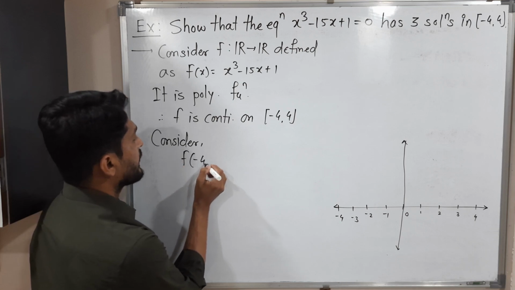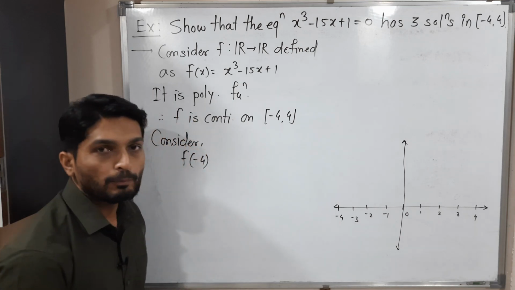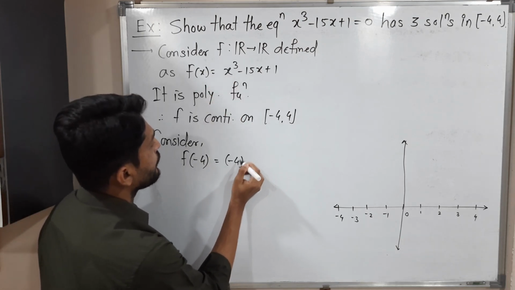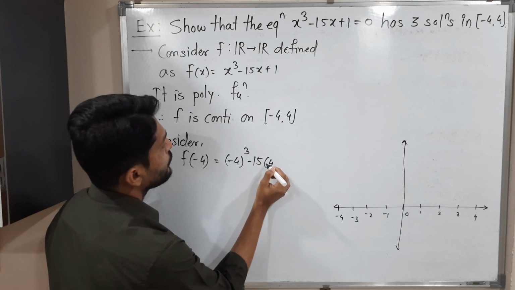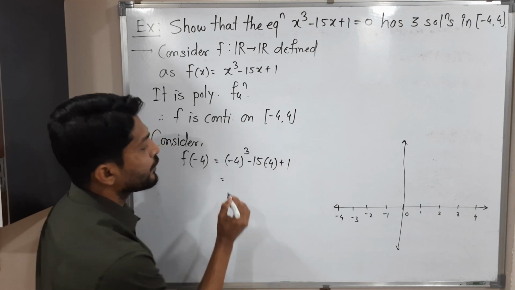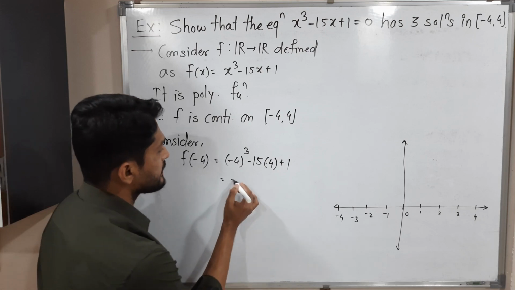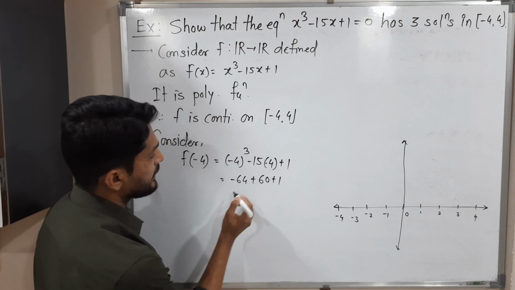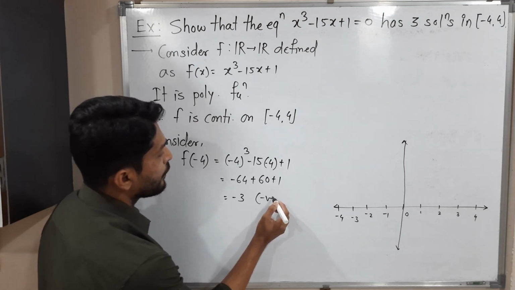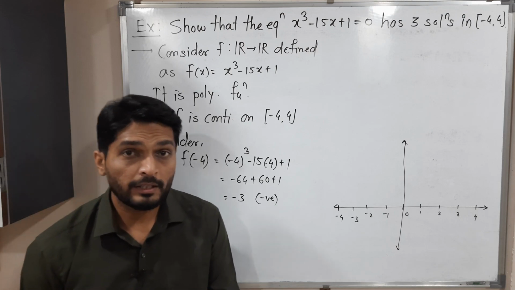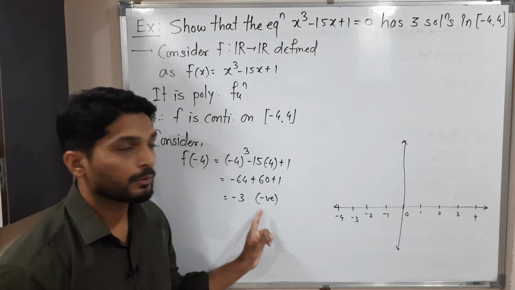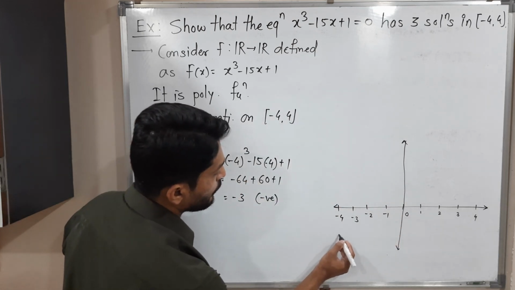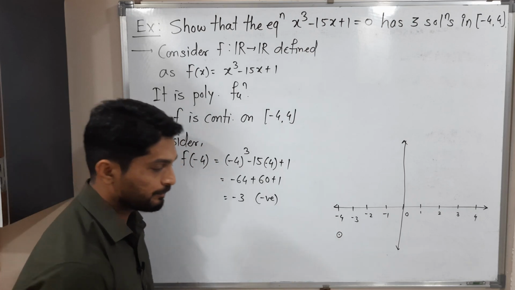Consider f(-4), at x equal to -4. Put it here: (-4) cube minus 15 times (-4) plus 1. (-4) cube is -64, right? Minus times minus gives plus 60, plus 1. 60 plus 1 is 61, so we get -3. We are not interested in the value, we are interested in its sign. It is negative, that is most important. That means at -4 we are getting some negative value, -3, and I am considering it will be here.